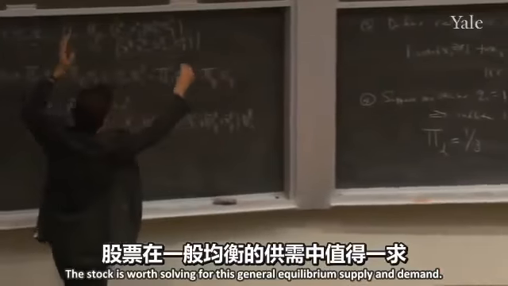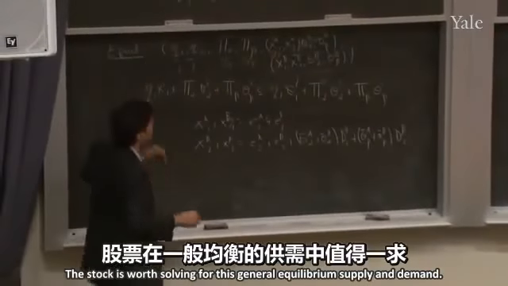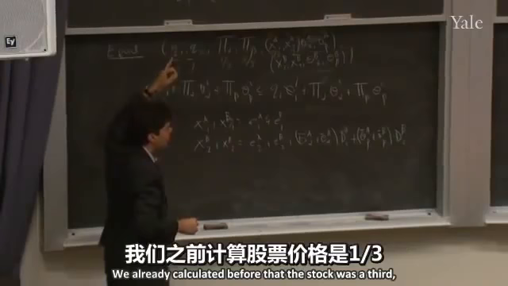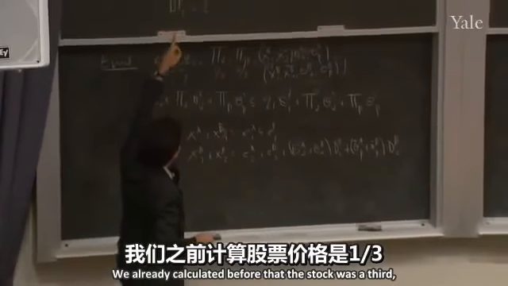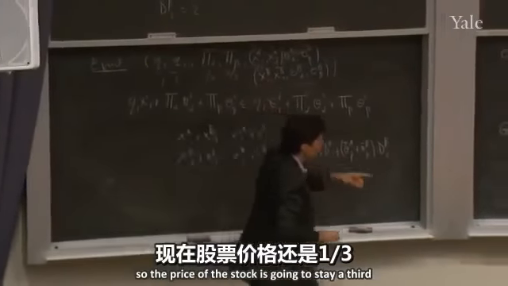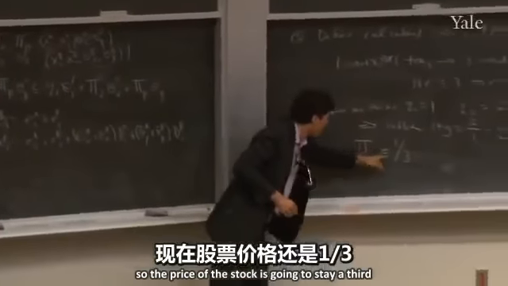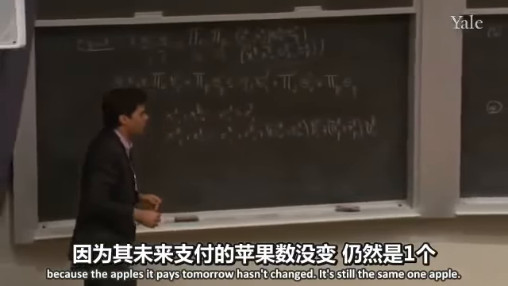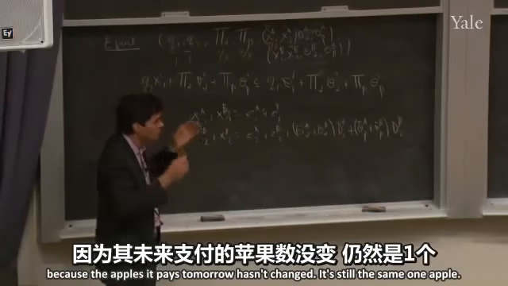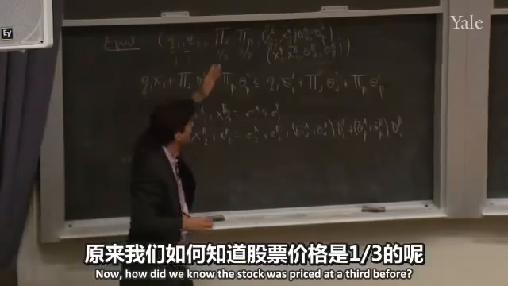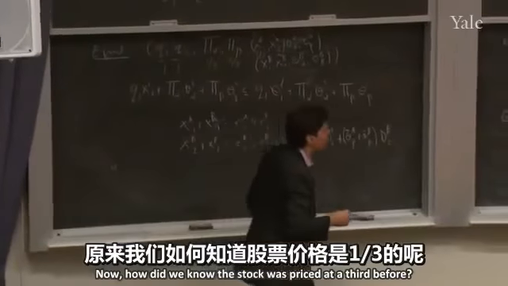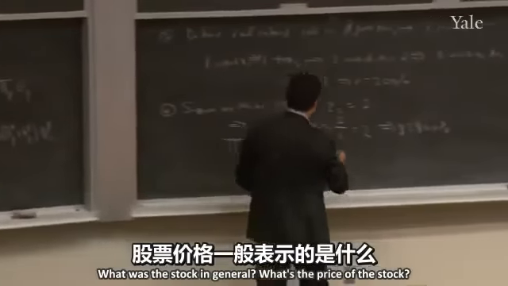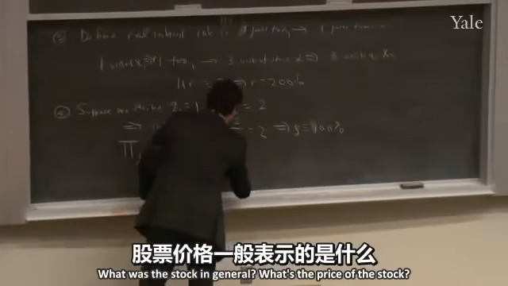The stock is worth, solving for this general equilibrium, supply and demand. We already calculated before that the stock was 1/3. So the price of the stock is going to stay 1/3 because the apples it pays tomorrow haven't changed. Still the same 1 apple. Now, how did we know the stock was priced at 1/3 before? What's the price of the stock in general?